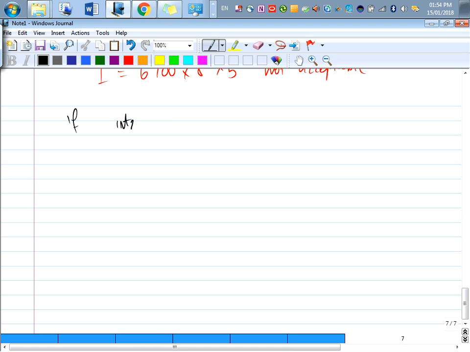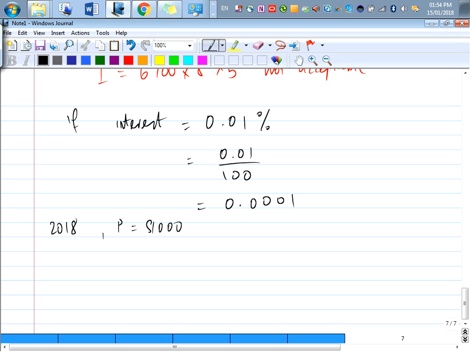If interest equals 0.01%, this is actually equal to 0.01 over 100, which is 0.0001. These are all the same numbers. If this is the interest rate, and today I put in $1,000 in 2018, principal equals $1,000. How much do I get as interest after 1 year? Equals 1,000 times 0.0001 times 1 year, isn't it? After 1 year, how much is this?